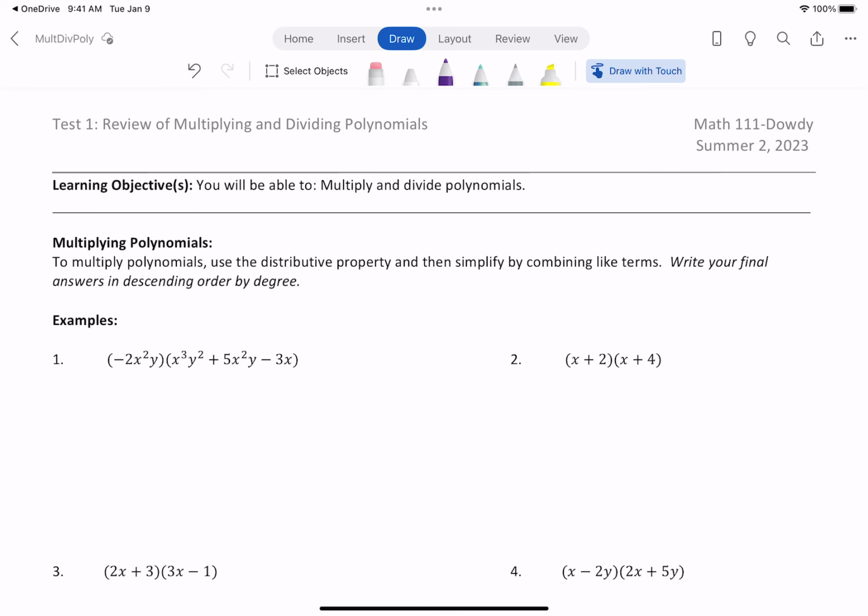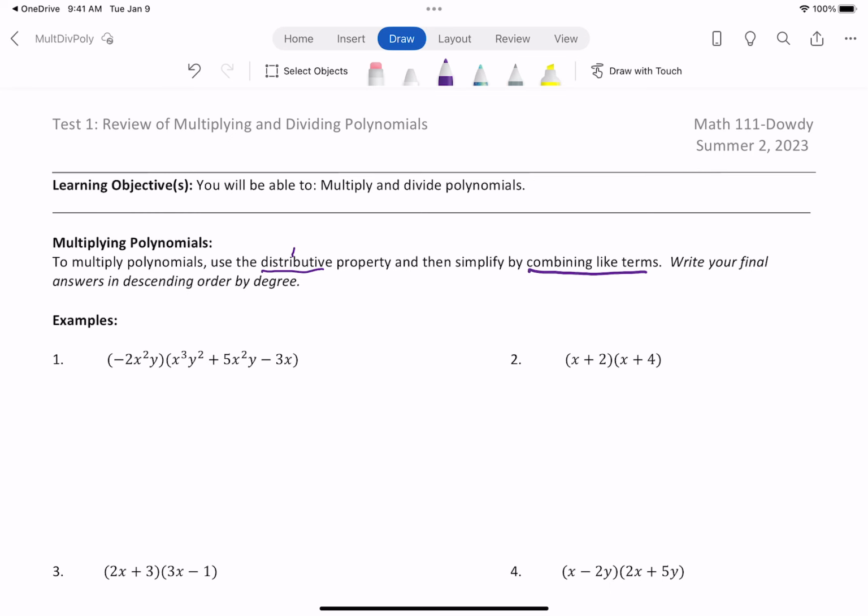Okay, this is the second lesson that we need to look at, which is also a review of polynomials. We've added and subtracted them, we have evaluated them. Now we need to multiply and divide them. So if we're going to multiply polynomials, we need to use the distributive property and then simplify by combining like terms. So this is going to entail the things that we learned in the first lesson.